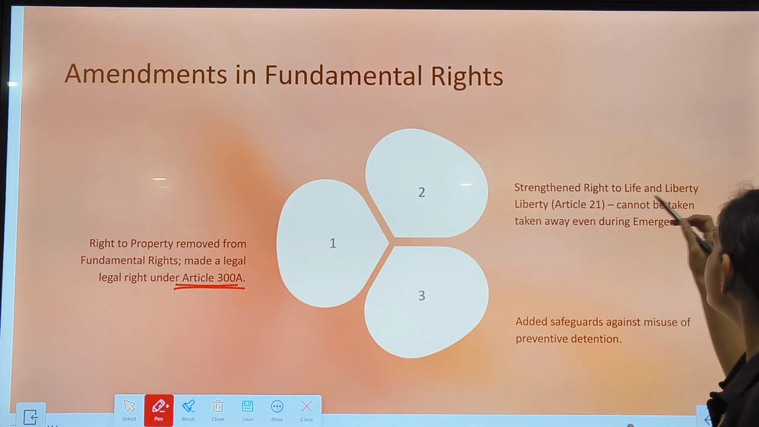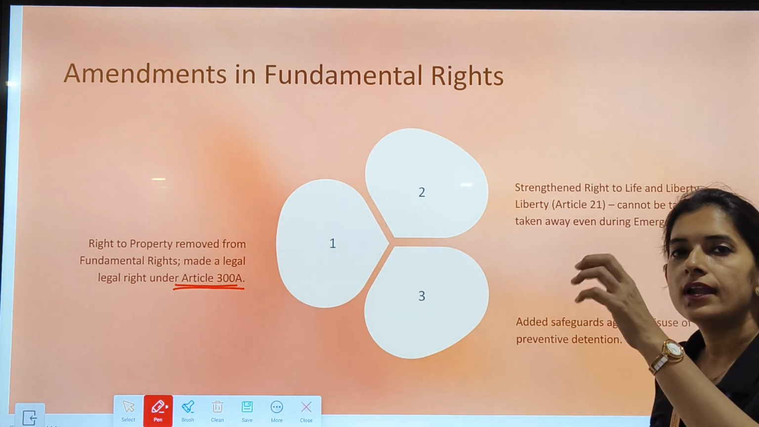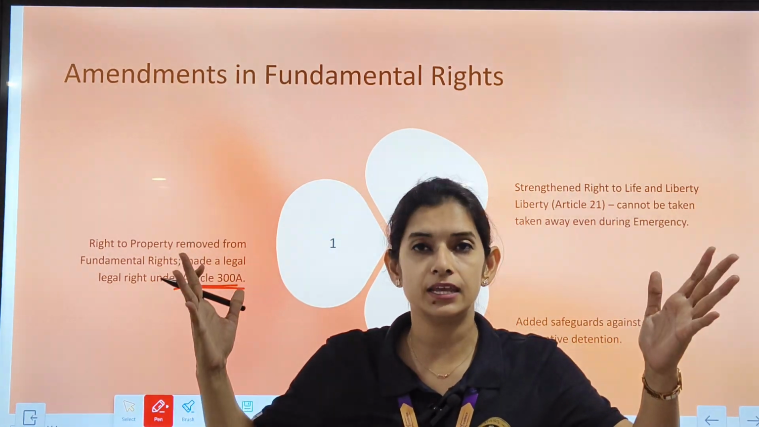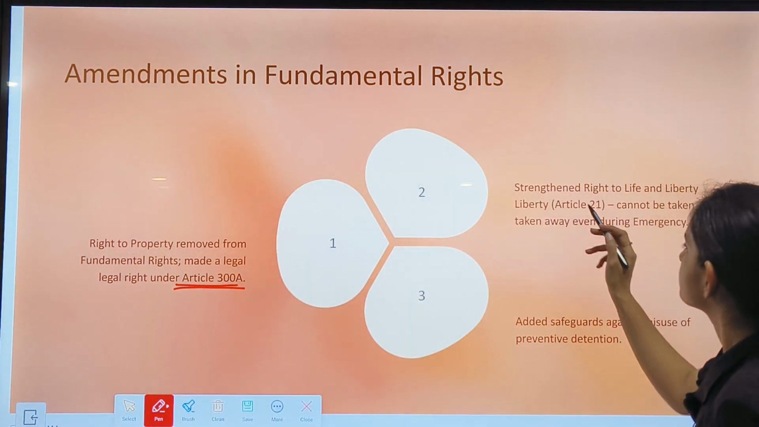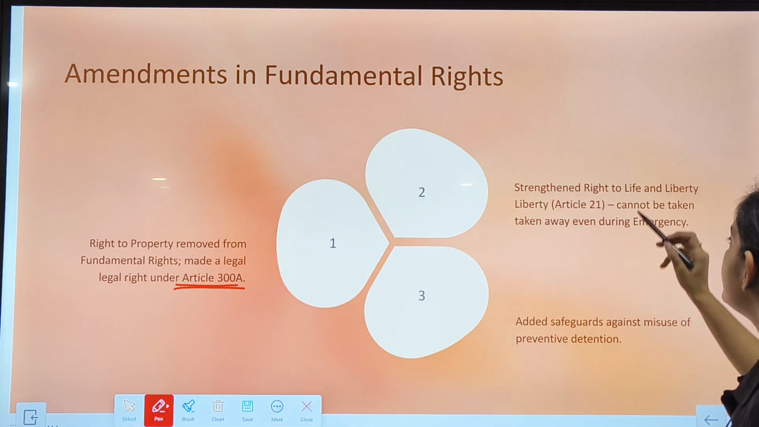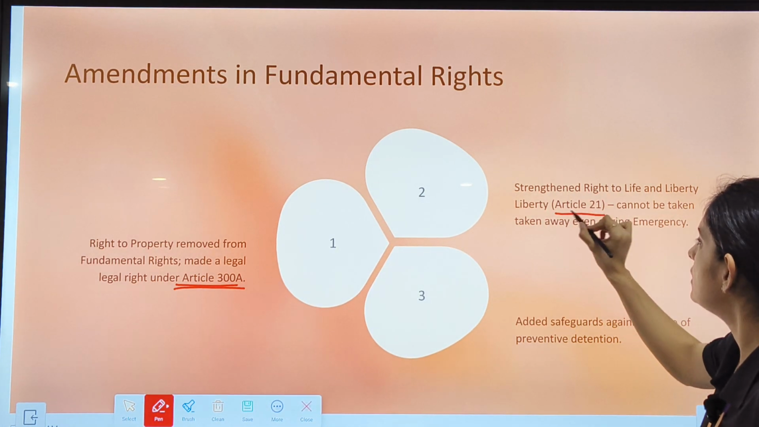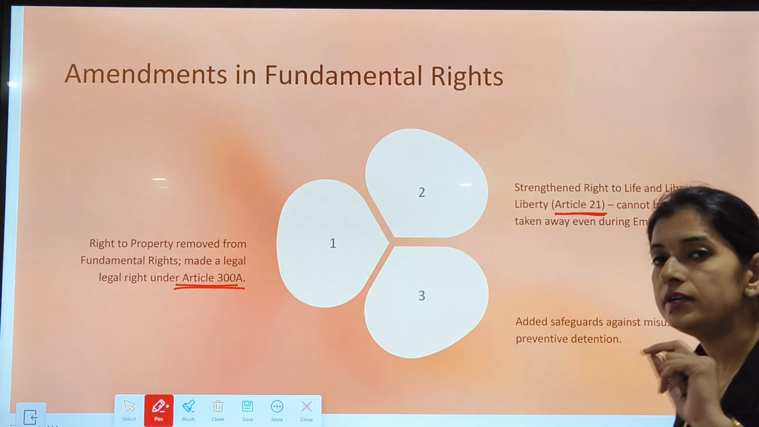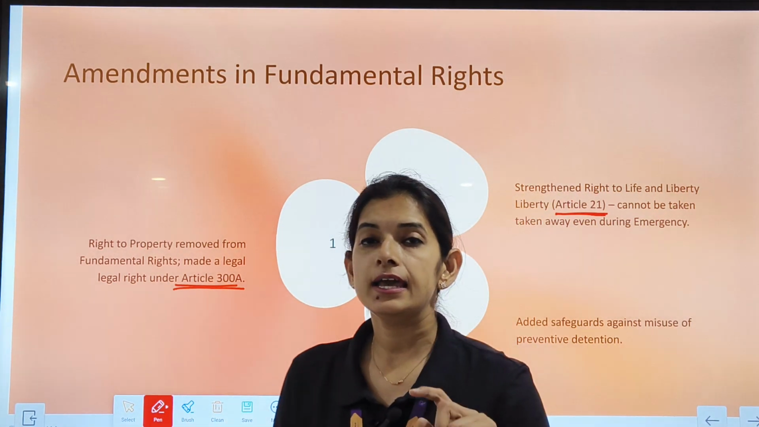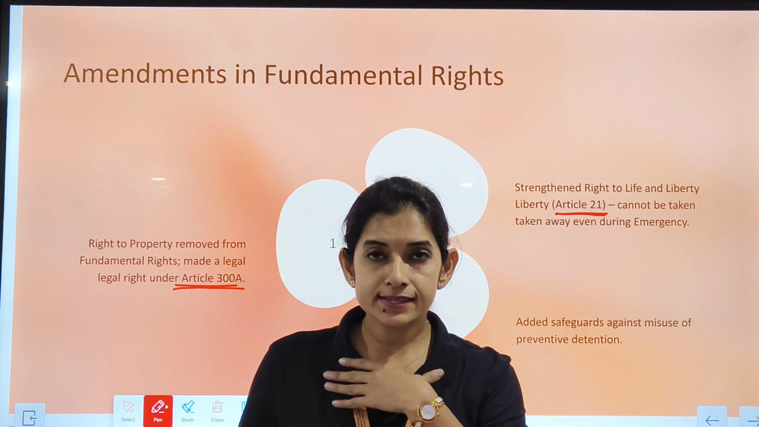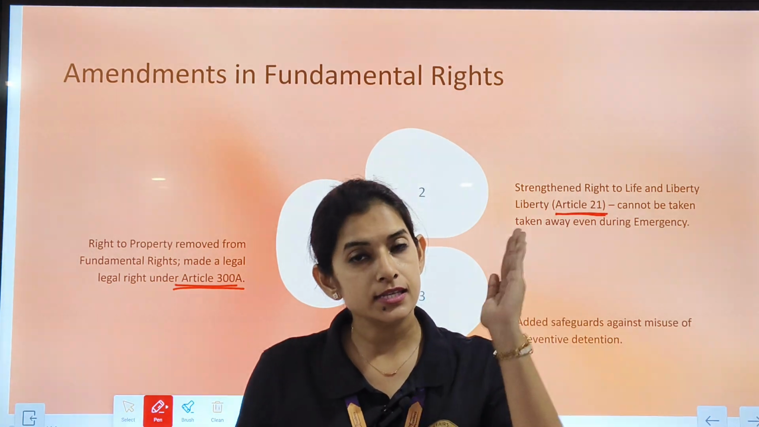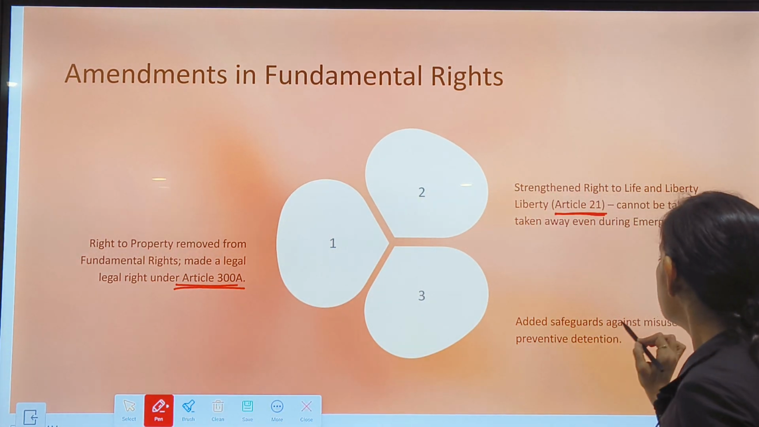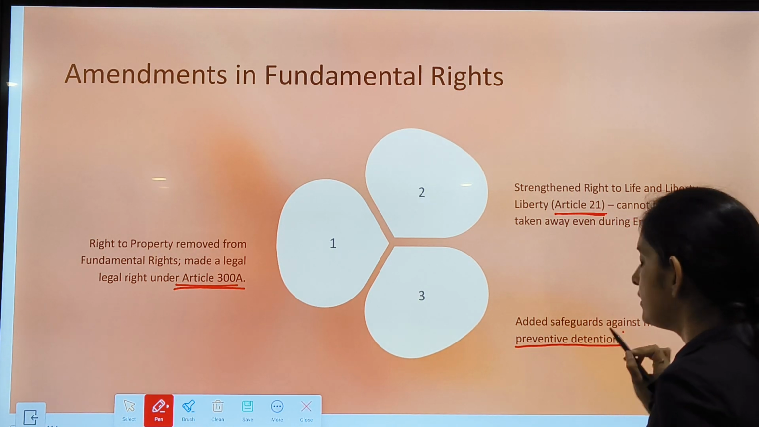Next, strengthened right to life and liberty. Right to life and liberty means we are free to live and we are free to live freely. Clear? So it strengthened the right to life and liberty under Article 21, and it cannot be taken away even during an emergency. Like we are free to live, and this right cannot be taken away from us even during emergency situations. And it safeguards against the misuse of preventive detention.